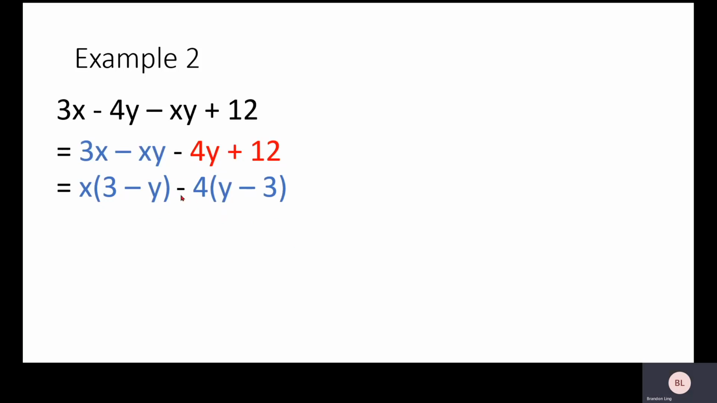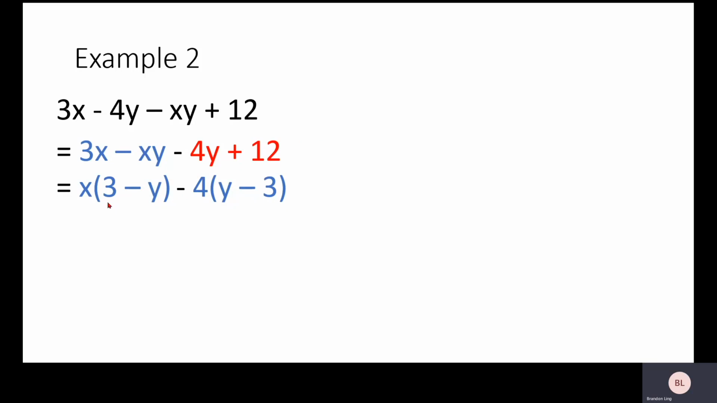And since this is actually a negative sign, I need to switch this positive to a negative here. And when I pull out the 4 from this 12, I'll be getting a 3 inside. So therefore, it becomes y minus 3. Again, you can do the checking by multiplying this minus 4 into this bracket. Minus 4 times y, you get minus 4y. Minus 4 times negative 3, you get positive 12. So therefore, I'm not changing the question.